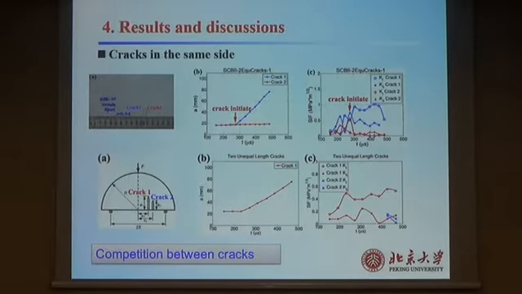This is two cracks on the same side, and they have the same length. You can see the one close to the center moves faster, and the other one just stays. And this is the stress intensity factor. You can see at the beginning they compete with each other. After that, one moves and one has no energy to move.